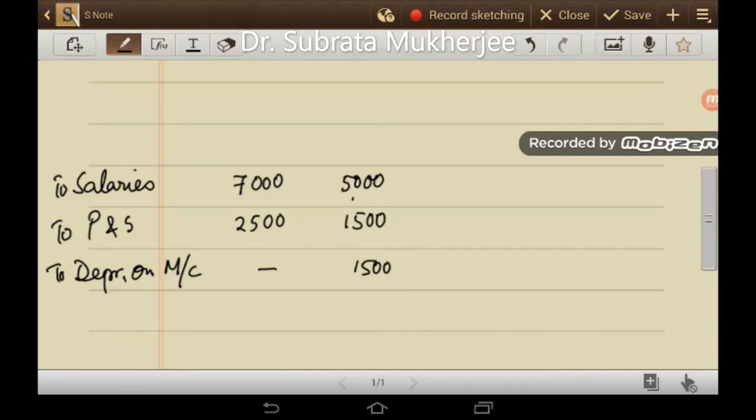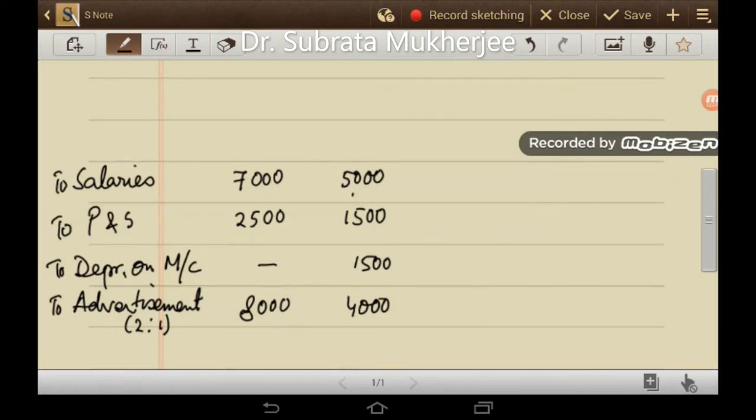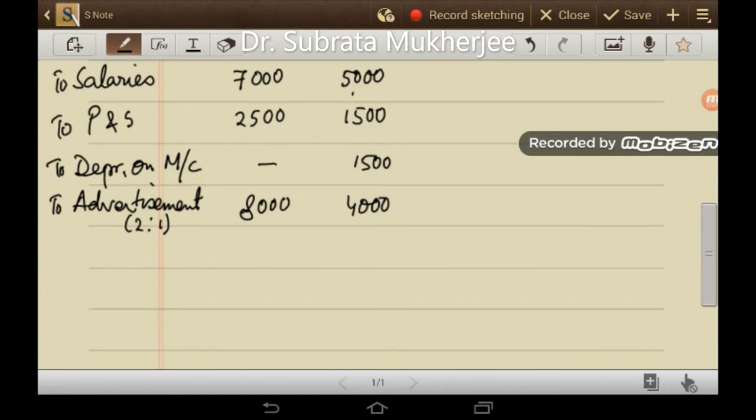Next item is advertisement. The total amount of advertisement is 12,000. It will be allocated in departments X and Y in 2:1. So in department X it will be 8,000 and in Y 4,000. So the total amount of advertisement is 12,000: 2/3 × 12,000 and 1/3 × 12,000. So 1/3 × 12,000 is 4,000 and 2/3 × 12,000 is 8,000.